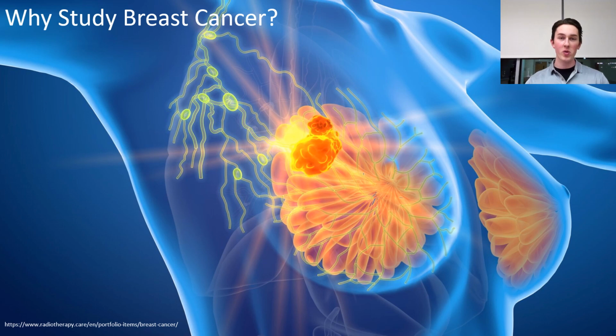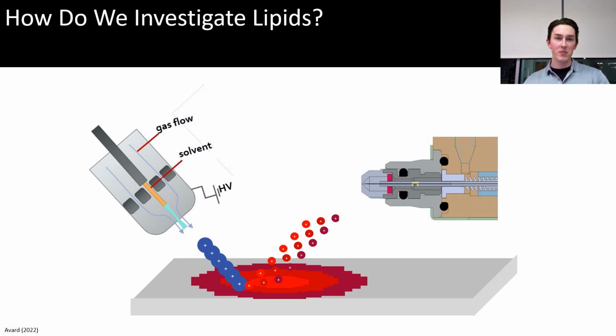Lipids play an important role in the migration of those cancerous cells, from energy to the cellular membrane, cellular signaling, and hormones, but there are thousands of lipids in a cell and thousands of lipids in a cancerous cell. How do we analyze them efficiently? That's where mass spec comes in.